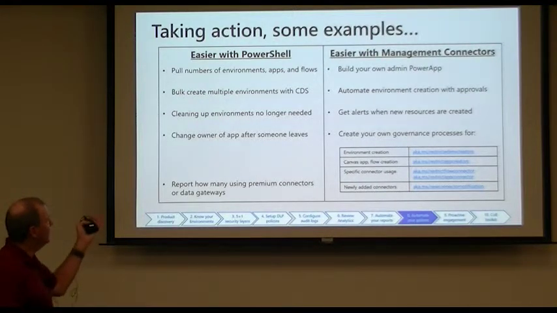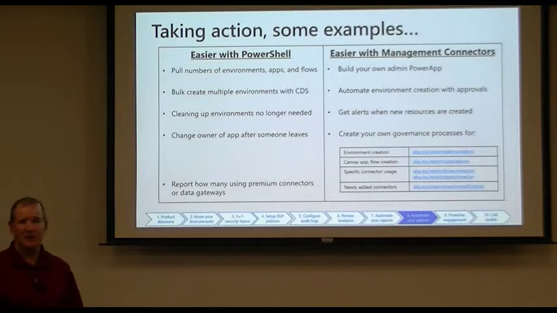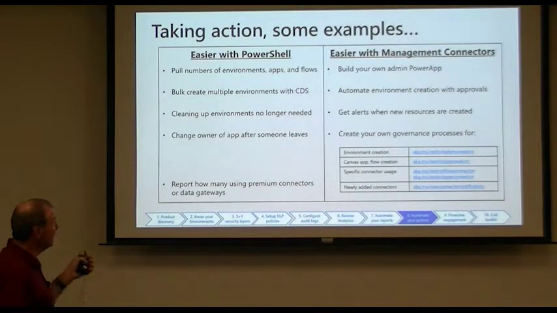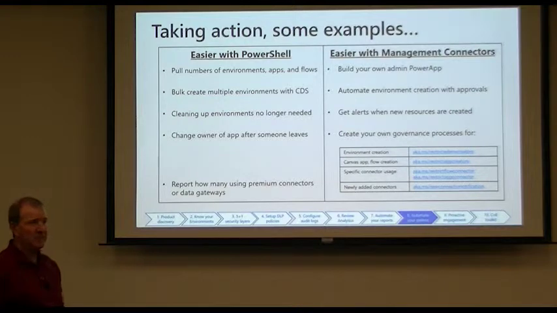So you can pick and choose which bullet points you like the most, and here's some more links around the information. Like I said, I've got a slide at the end that has all these resource links available in one place, so you can take a look at those. But one of the ones that I thought was interesting was automating the environment creation with approvals. So if somebody wants to go create an environment, you can have that flow intercept that and then send an approval to their manager saying, hey, Joe wanted to create this environment, is this okay?